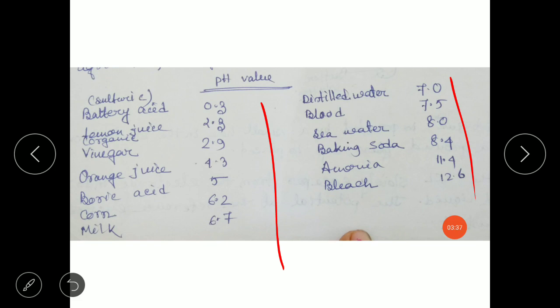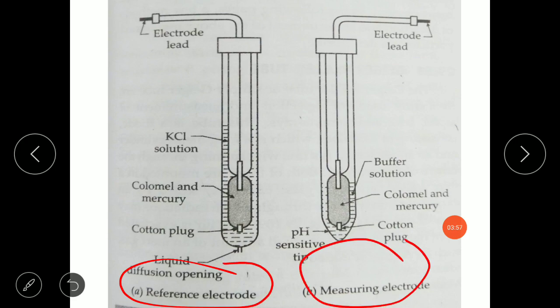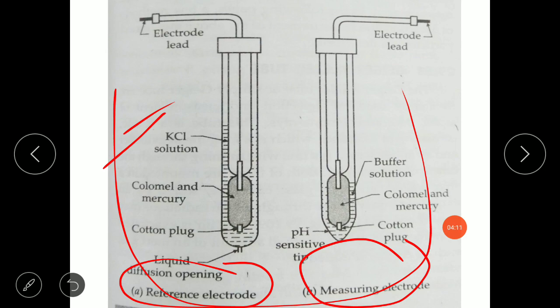Now let me discuss the method for measuring pH. The method that we're going to use here is the electrode method for measurement of pH. Here you can see there are two electrodes. One is a reference electrode and another is a measuring electrode. The reference electrode is at constant potential regardless of the pH value of the solution under test. There will be a beaker, and inside the beaker there will be a solution. Whatever the pH value of the solution, the reference electrode is not affected by it, and it has a constant potential.